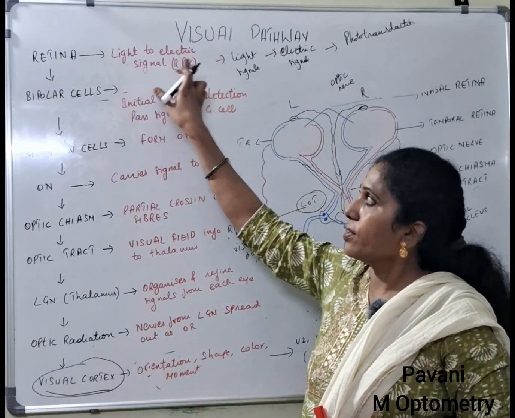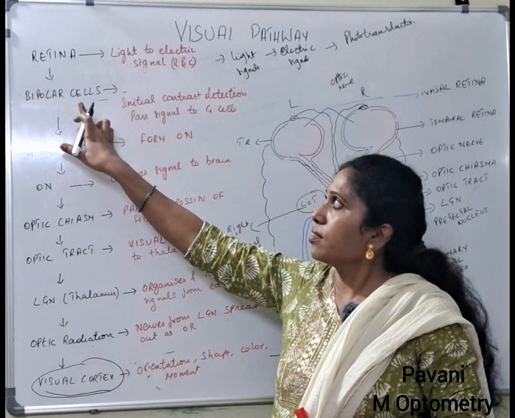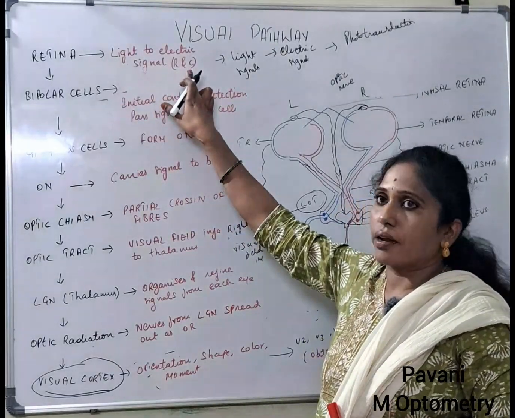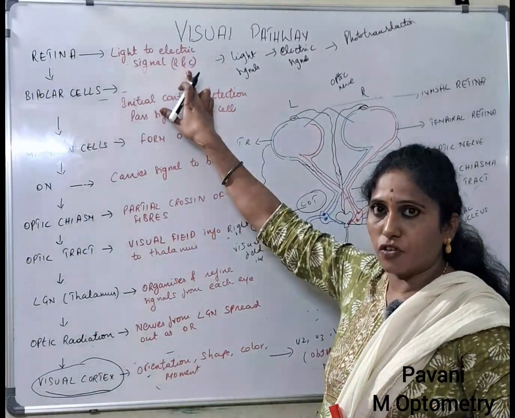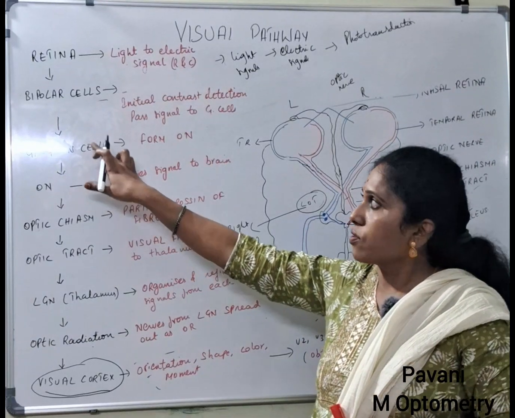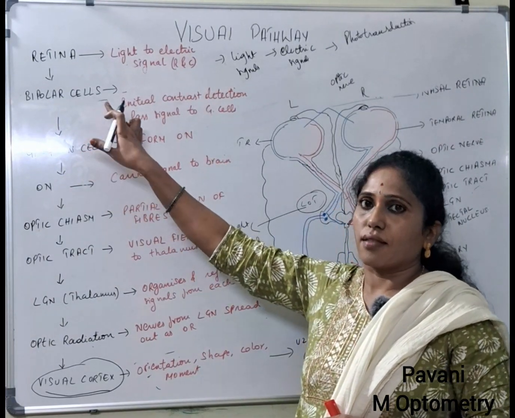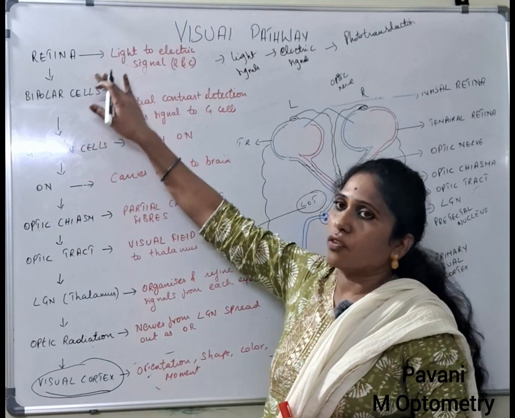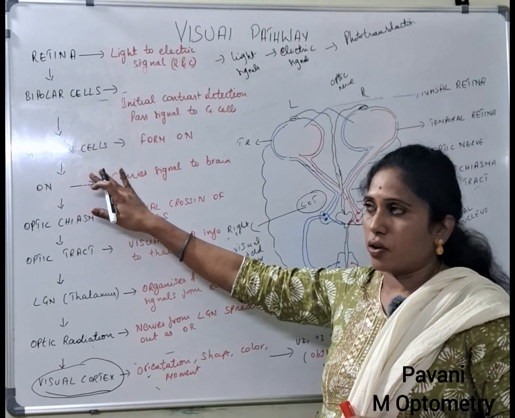Next it goes to the bipolar cell. These bipolar cells will take the electrical signal information from the photoreceptors and that will be sent to the ganglionic cell. The main function of the bipolar cells is that they are connected both to the photoreceptors as well as the ganglionic cells.